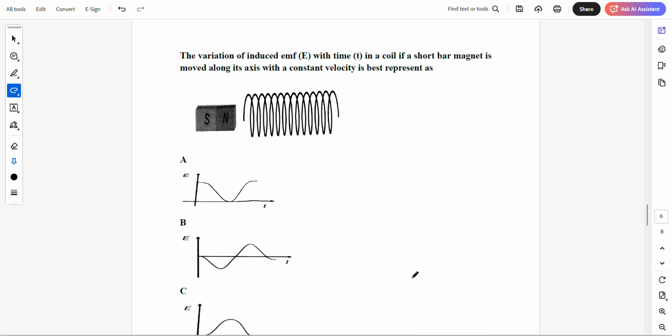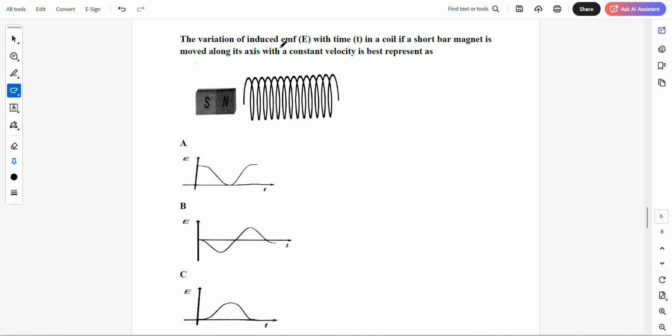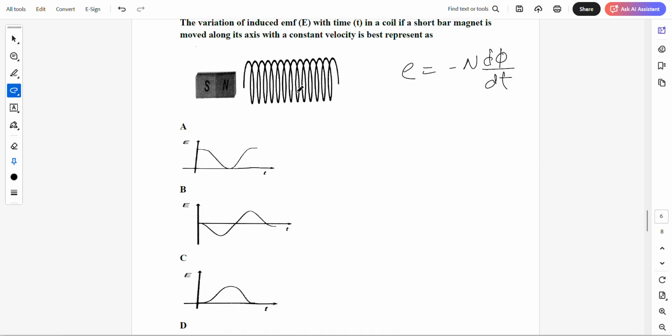Next one. The variation of induced EMF E with time t in a coil if a short bar magnet is moved towards it. We know the formula: E is equal to minus N d phi by dt. If the coil is brought here, it opposes the induced EMF. But the flux will be increasing. Flux will be increasing. Therefore, you are going to get negative.